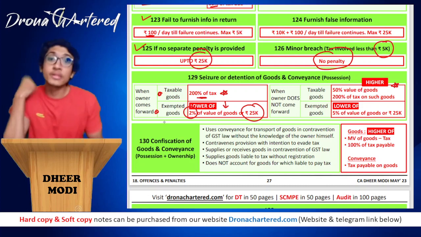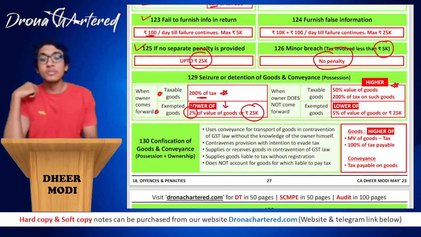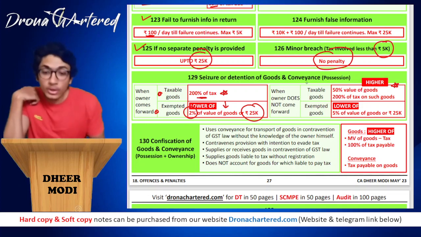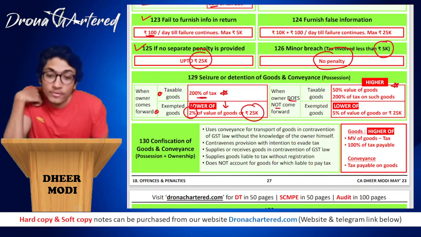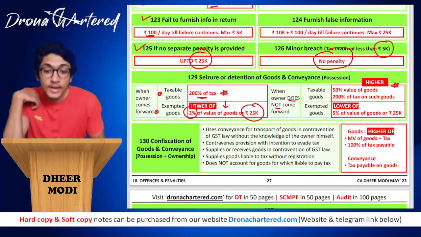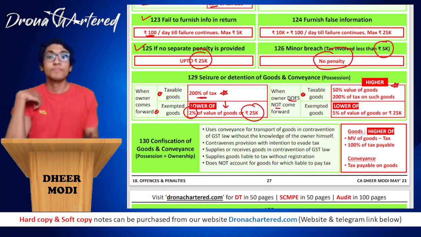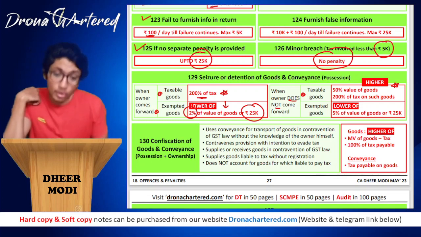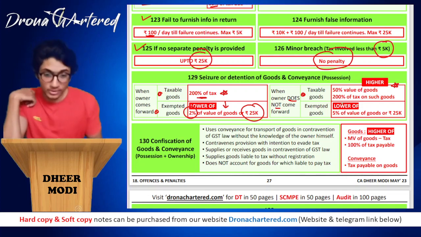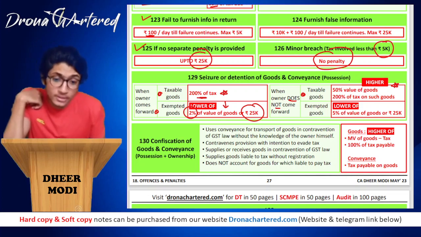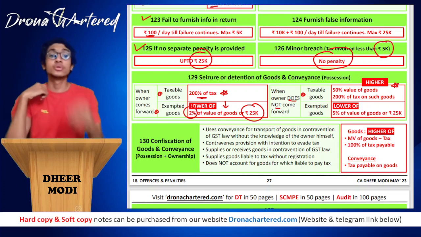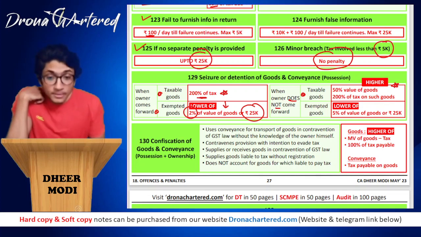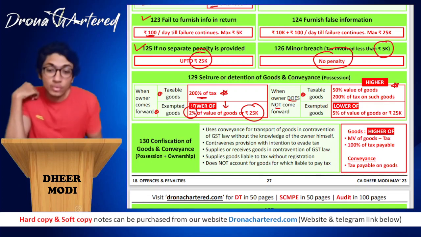This is in case of exempted goods and when the owner actually comes forward. Now what happens when the owner does not come forward? When the owner does not come forward and these are taxable goods, it will be higher of 50% of value of goods or 200% of tax on such goods. So 50% of value of goods or 200% of the tax on such goods, whichever is higher.